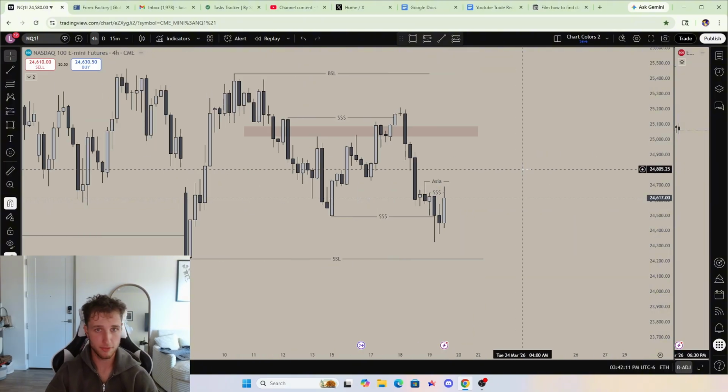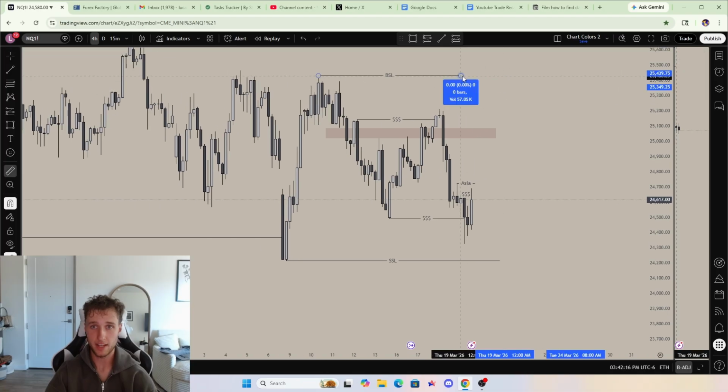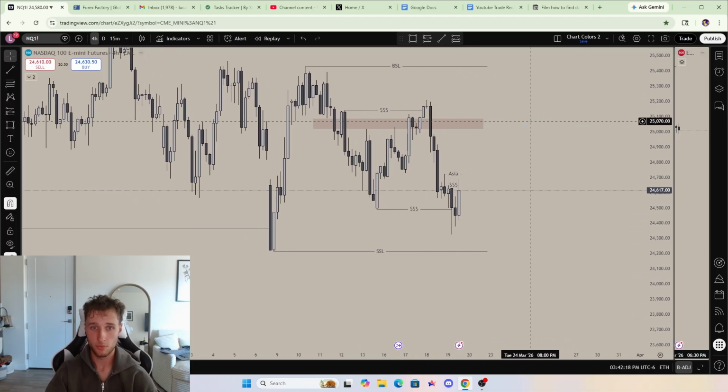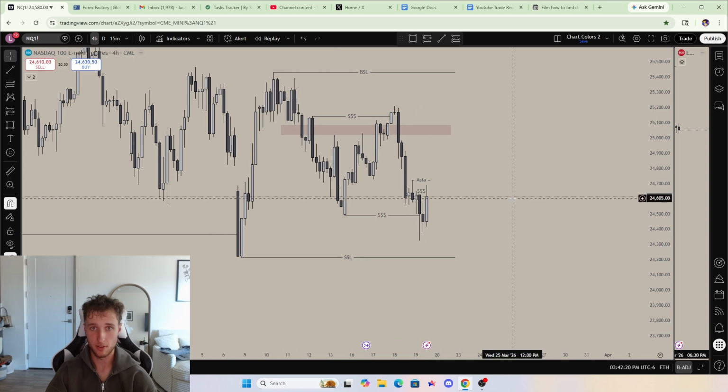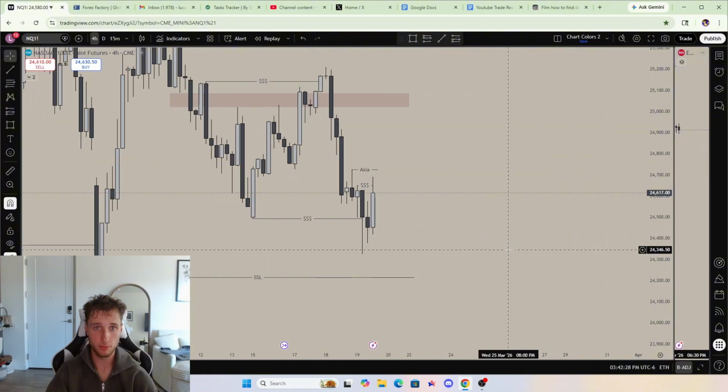I scale down to the 4 hour, right? I kind of get a look at where we're going. We have buy side resting above here. We have this low resting down here. We have taken this internal buy side liquidity. We have taken this internal sell side liquidity, right? So what can I assume? Well, let's keep zooming in.